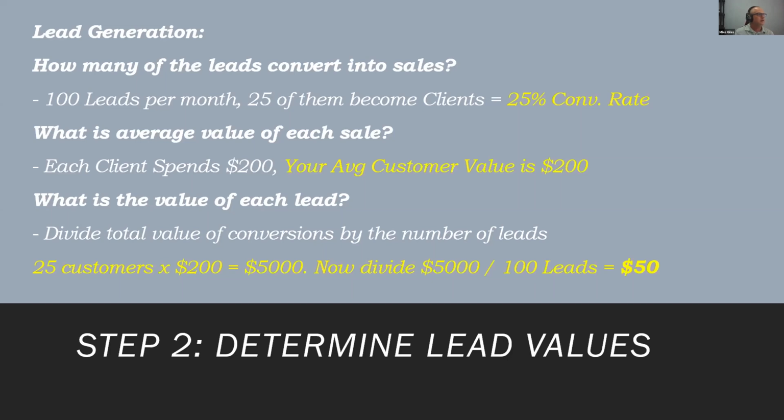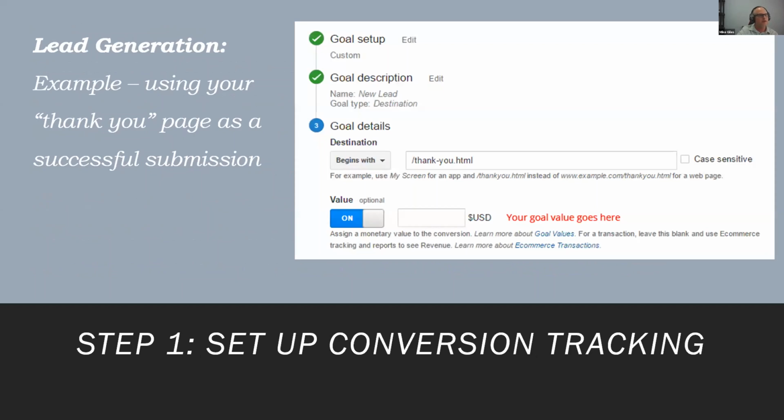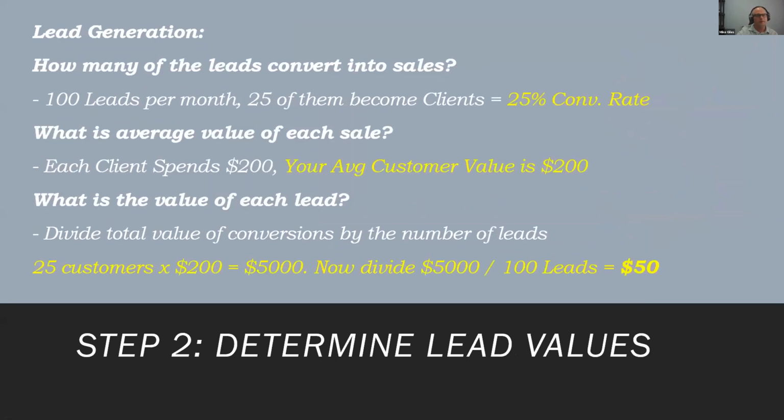So what is the value of each lead? You basically divide the total of conversions by the number of leads. If you have 25 customers at $200, you've got $5,000. Now you divide that $5,000 by 100 leads and you get $50. So now each lead is $50. If we want to go back to the goal value there, you just put $50. A lot of people don't do this, which is totally fine, because everybody realizes this after the fact. If you are prepared and you're that super keener and you get things set up everywhere, you would actually do this step first and then put that value into the goal.